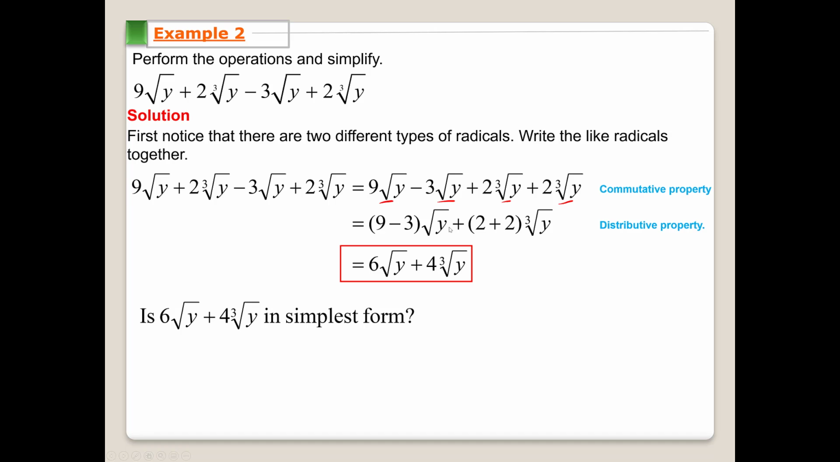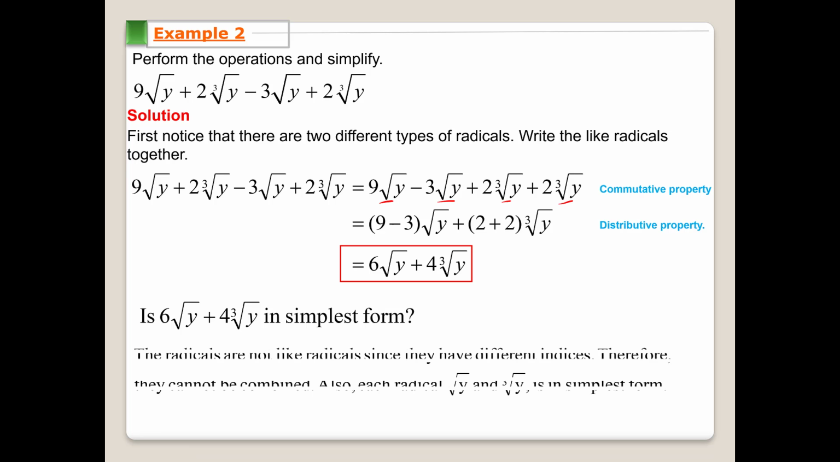So then we ask ourselves, is that in the simplest form? In this case, the radicals are not like radicals since they have different indices, because we have a square root of y and a cube root of y. So they cannot be combined any further. Also, you can't do anything else within the radical because for the square root of y, we have no idea what y is, so we can't simplify that any further. Same thing with the cube root of y.